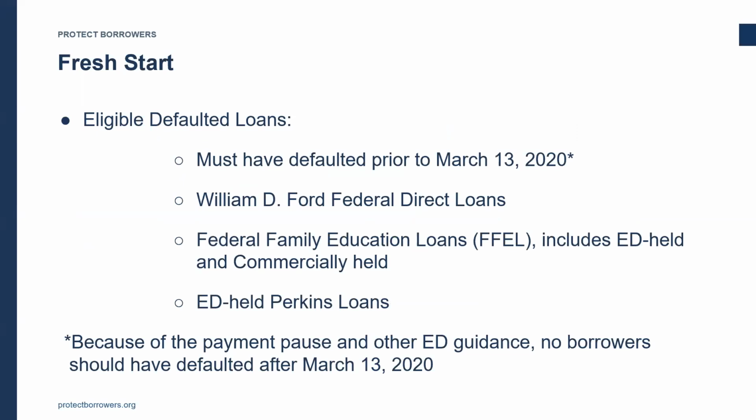Here's a list of federal loan types that are eligible for Fresh Start. One important thing to keep in mind is that the loans must have defaulted prior to March 13, 2020, when the payment pause began. No one should have defaulted during the payment pause, but any loan that goes into default after the on-ramp period ends on September 30th, 2024, won't be eligible for Fresh Start.